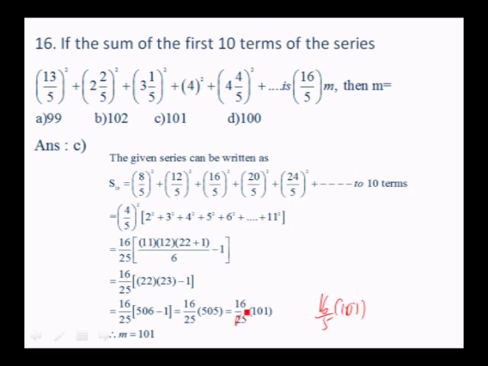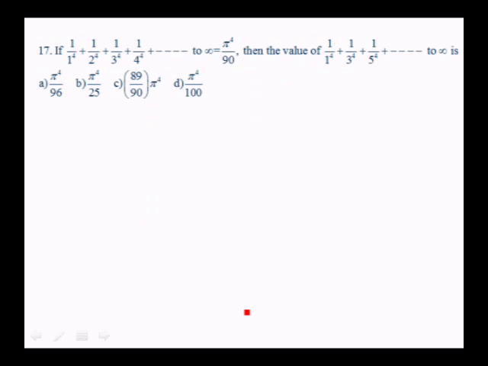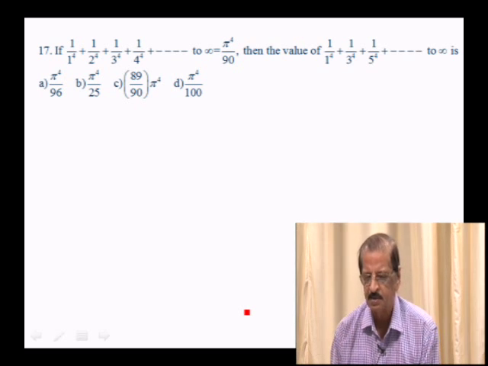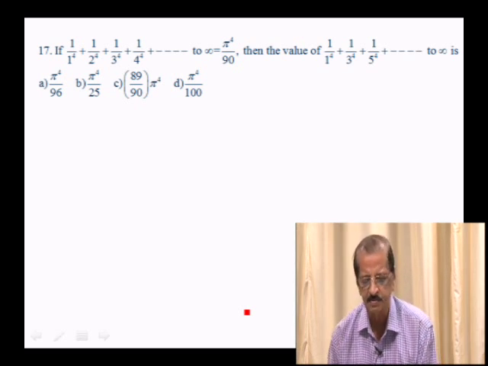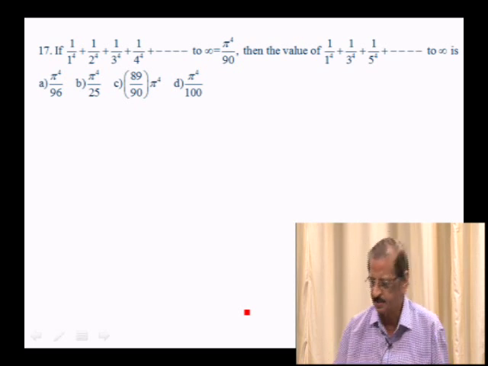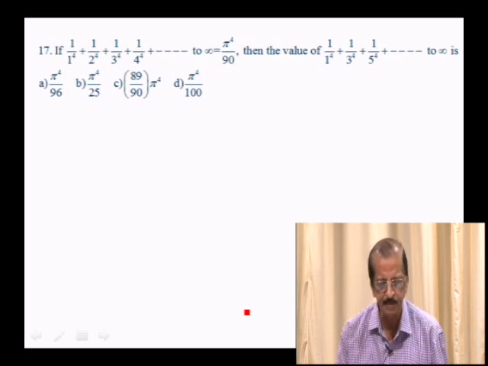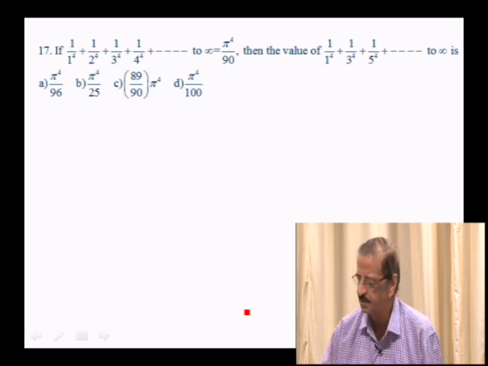So, next problem. Given that 1 over 1 to the power 4 plus 1 over 2 to the power 4 plus 1 over 3 to the power 4 etc. to infinity is equal to pi to the power 4 by 90, then what is the sum of the odd terms 1 over 1 to the power 4, 1 over 3 to the power 4 etc.? Here we just divide the given series into two parts, the odd part and the even part, then we can easily get the sum.